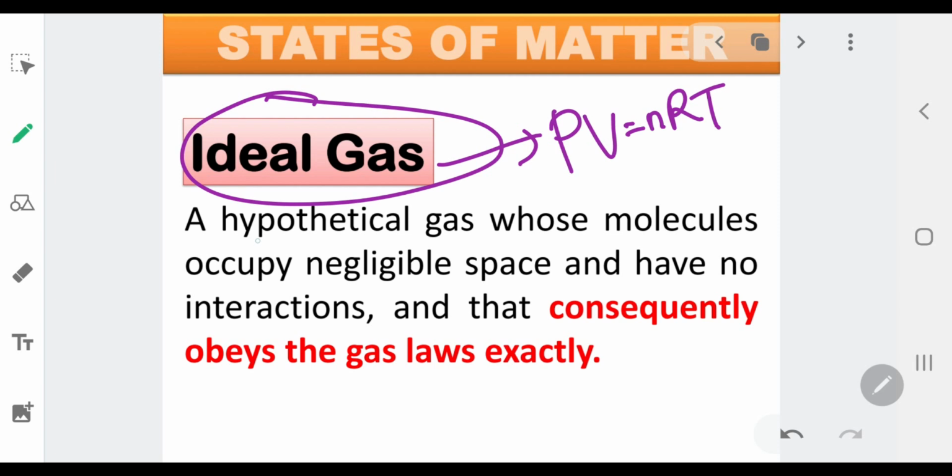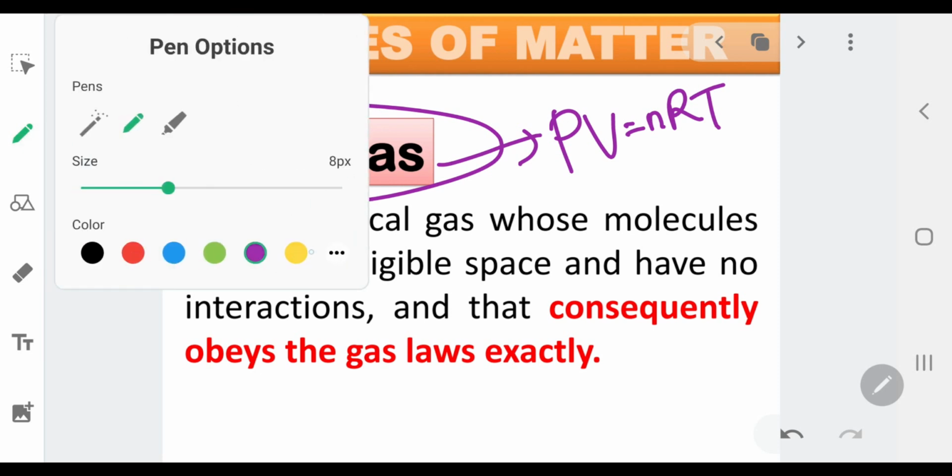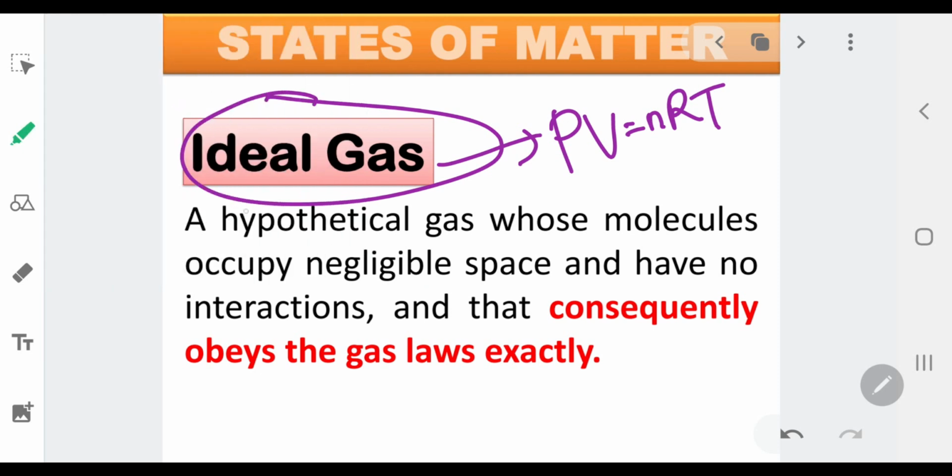Remember, there's a word hypothetical over here. So it's a hypothetical gas. The gas might be real in real life, but most of the time, we're going to assume that the gas exists. So the gas might not be real. We're just going to make the assumptions.